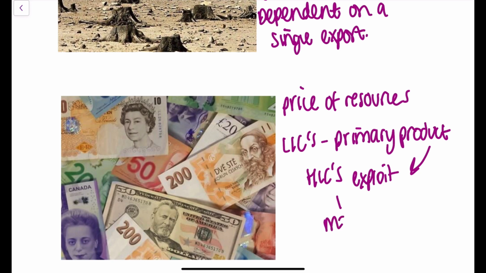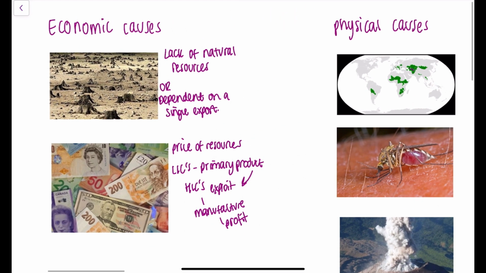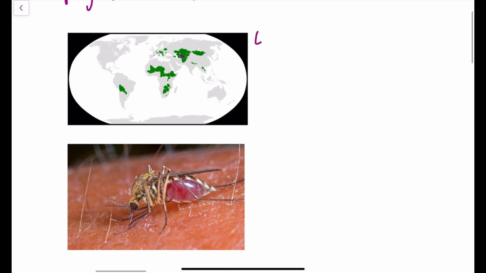The HICs will then process those products, exploiting the LICs, and they add value to them, which means they're then sold on at a much higher price, making a great amount of profit. So LICs are kind of stuck in that cycle of having to sell cheaply in order to continuously get custom from HICs. Moving on to physical causes then.